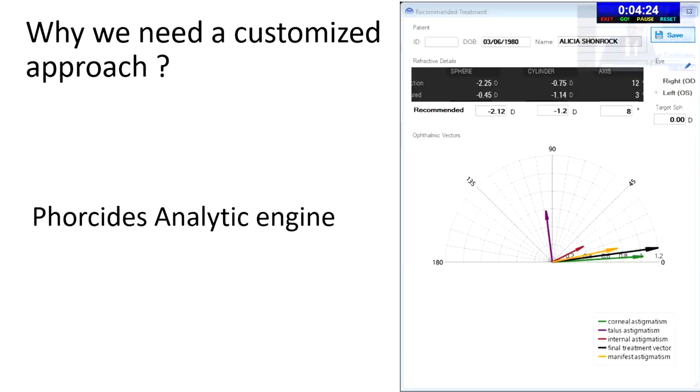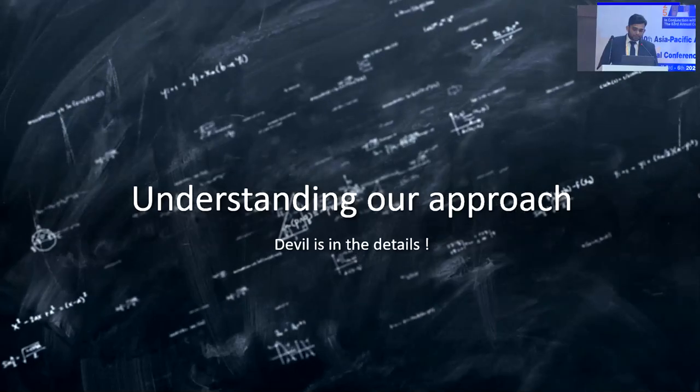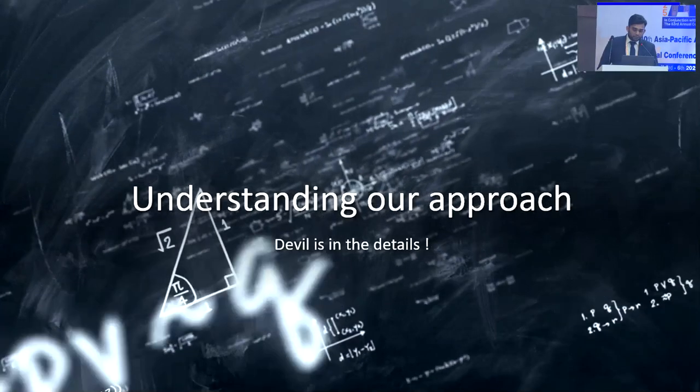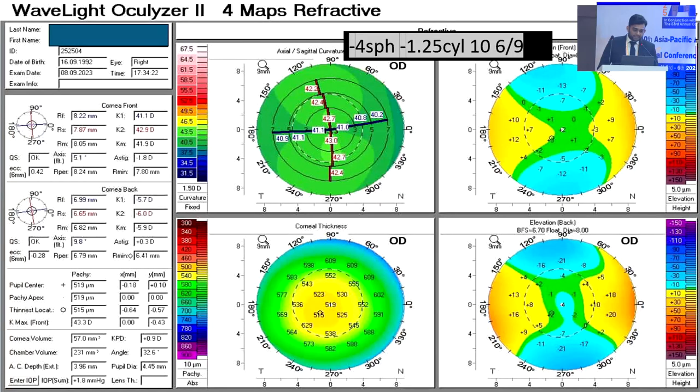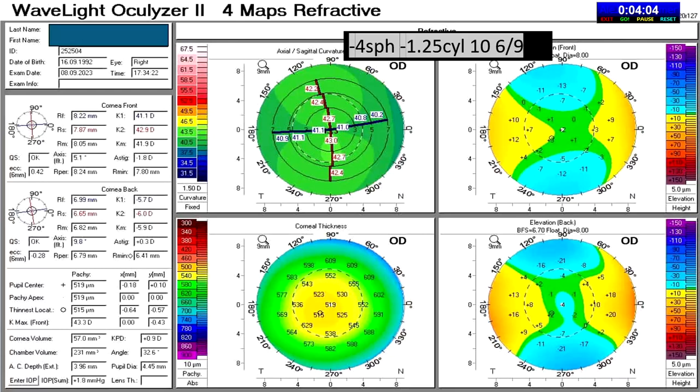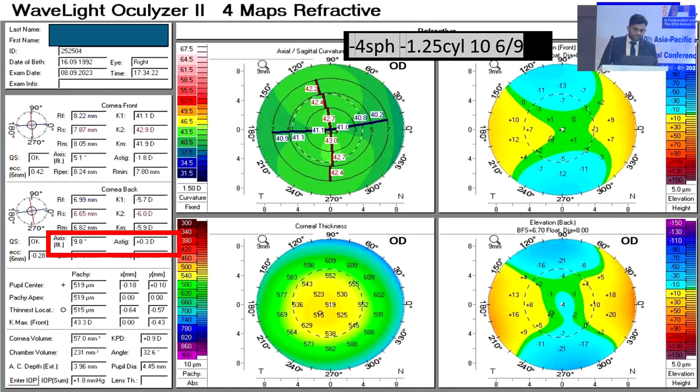The more accurate way of doing it is using the Foresight's analytical engine, but again it's an additional software you need to have, and when the disparity of astigmatism is greater than 1.25 diopters, again the results have not been that great. So just to try to understand our approach here, just look at an example of a 21-year-old girl with a refractive error of -4 sphere with -1.25 cylinder. Here the important point to take is the plus 0.3 posterior corneal astigmatism.